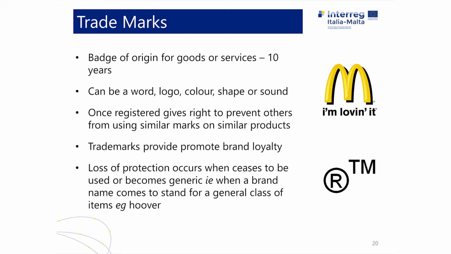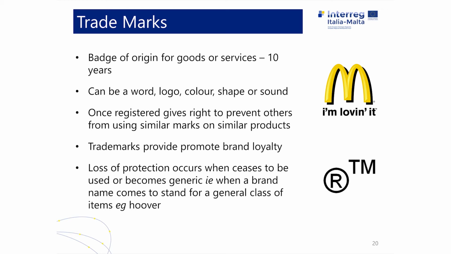And here's an example for McDonald's. Also a tagline, I'm loving it. And notice that the golden arches, as they're referred to, have the R in a circle, that means it's a registered trademark. You have to pay for that. But the I'm loving it has TM. That means that the trademark has not yet been registered, but McDonald's have actually put TM by the side of the phrase to indicate that they believe it is theirs. It does not cost anything to do that.